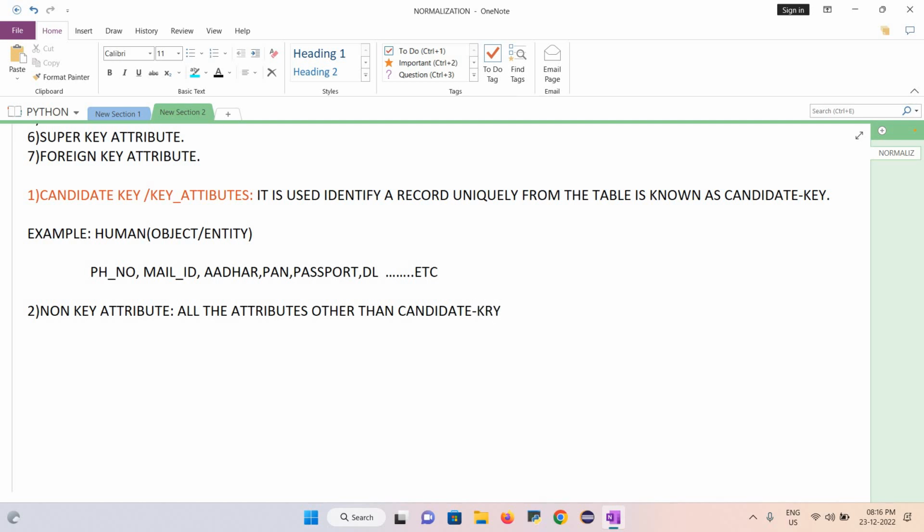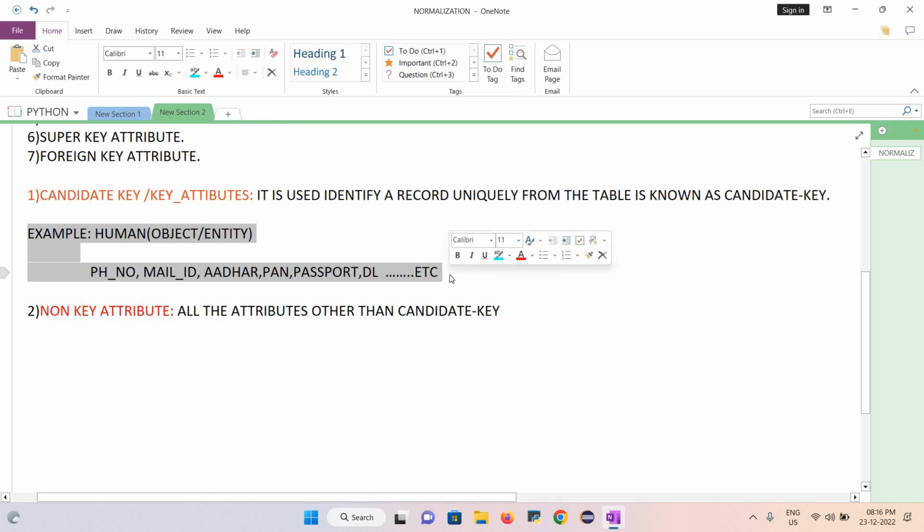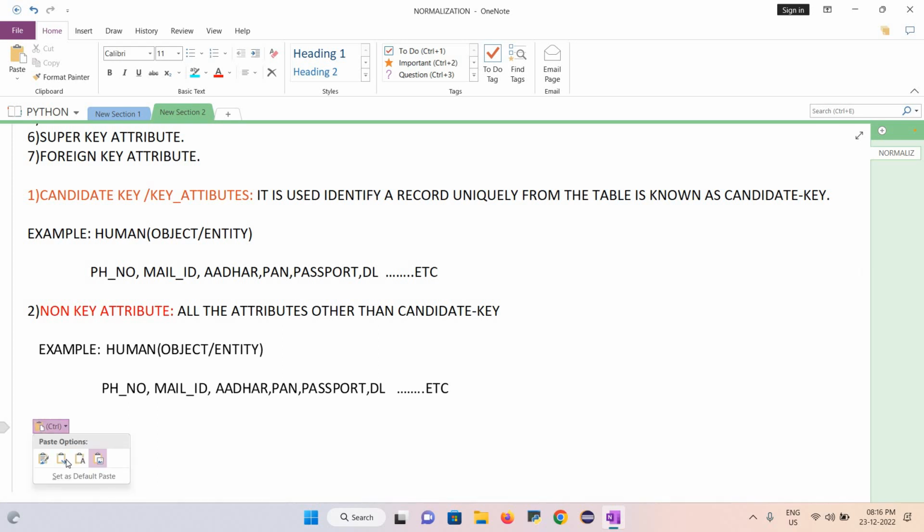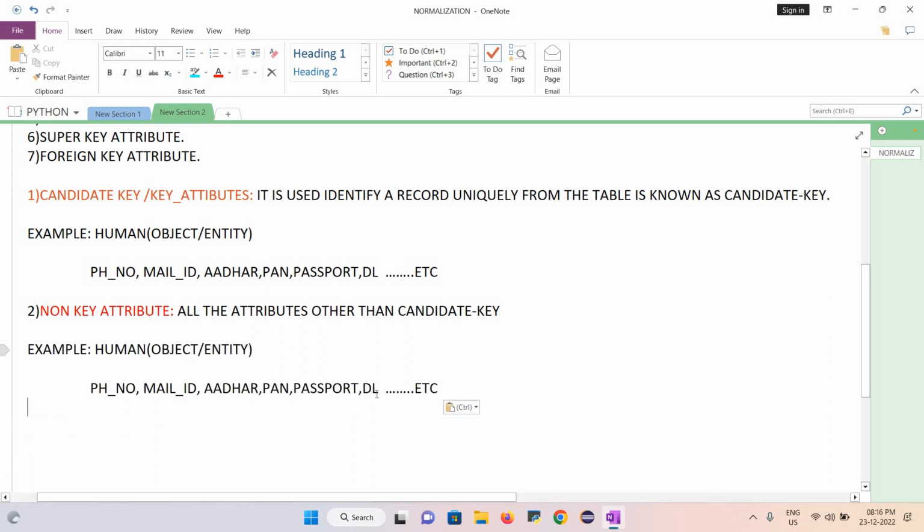So human has different properties. Candidate keys represent only the unique identity, but the non-key attributes are the remaining attributes, whatever we can consider, which will be represented by the non-key attribute. Same example, but the properties are different. So I just copy and paste over here. That's it. When it comes to non-key attributes, very simple.